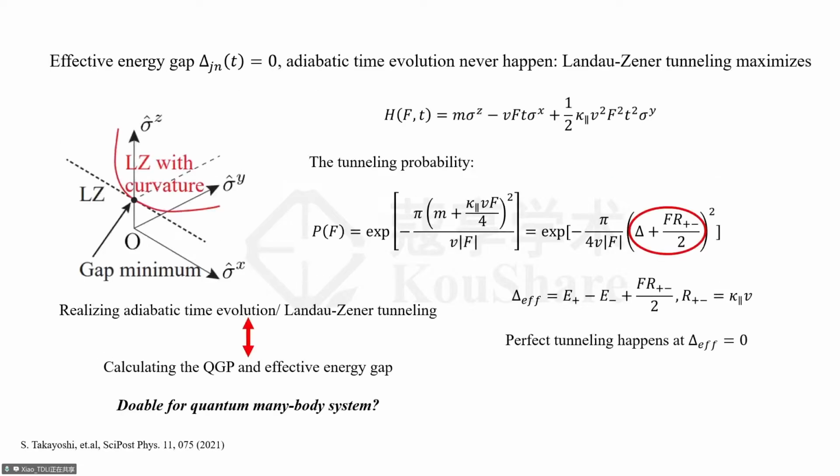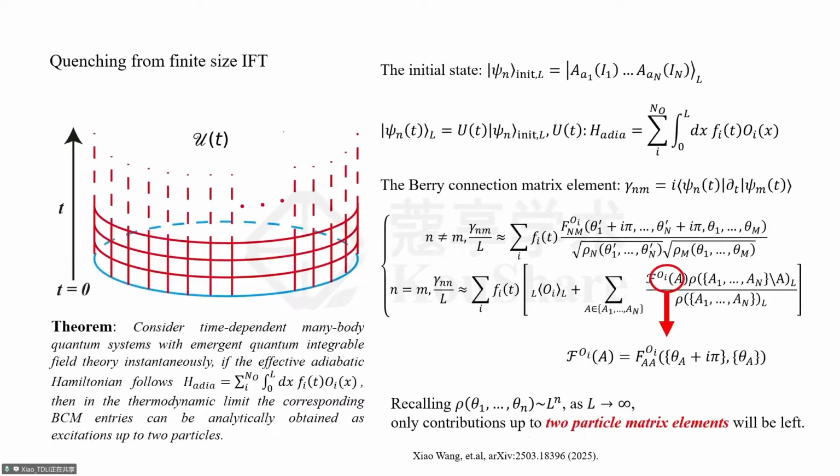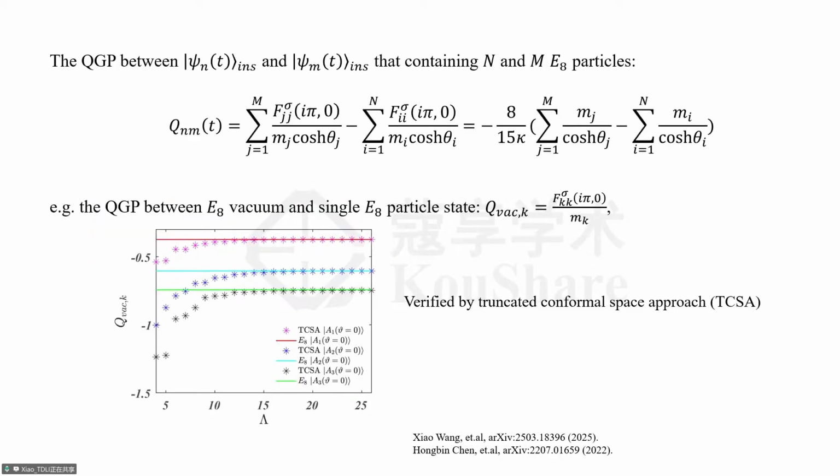If you calculate this, you find the effective energy gap. First of all, the quantum geometric potential given by two instantaneous eigenstates that contain N and M particles is directly given by the difference of these two form factors divided by their corresponding particle energies. This can be further reduced into this form, which is related only to kappa, using the appendix of a paper. Now I just show you the results here.